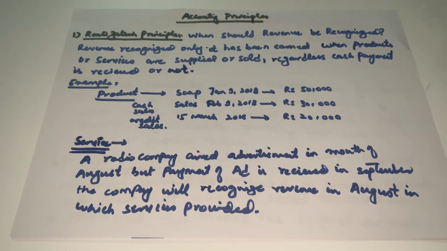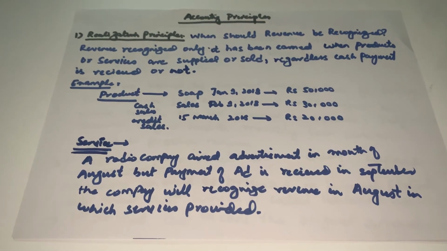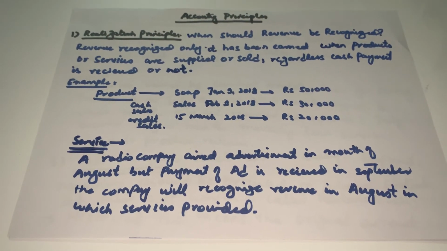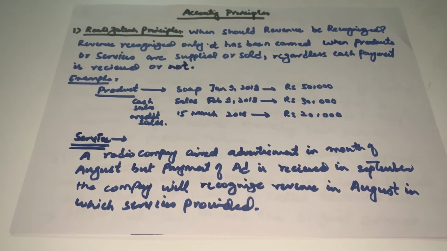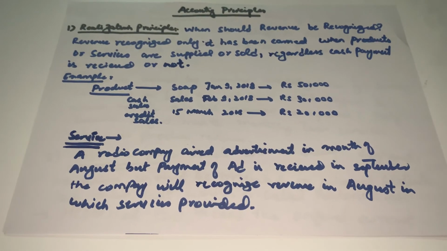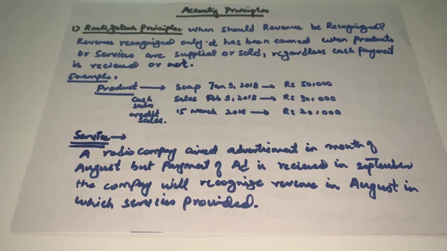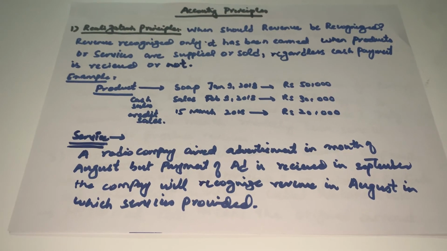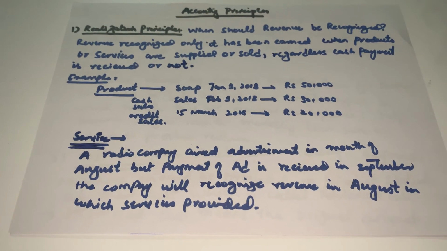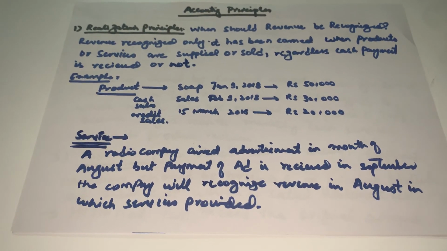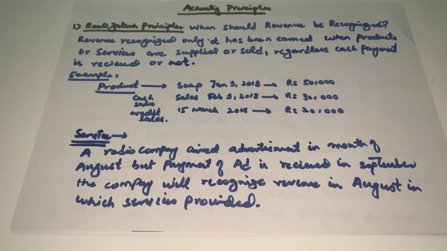So this is basically our realization principle, which indicates that revenue should be recognized only once it has been earned, that is, when you provided the products or delivered the services. Once you have provided the products or services, whether sold or supplied, regardless of whether you receive the cash payment or not, you will have to recognize that revenue in your books of accounts.